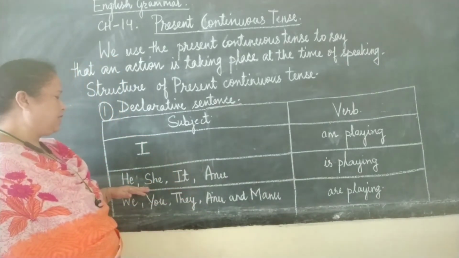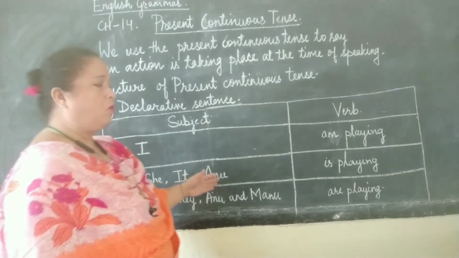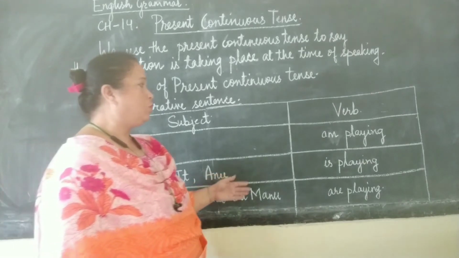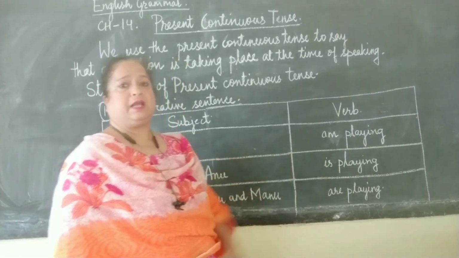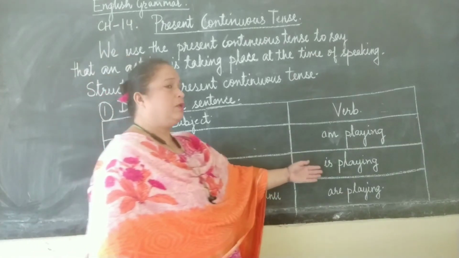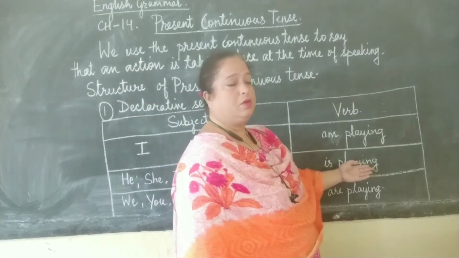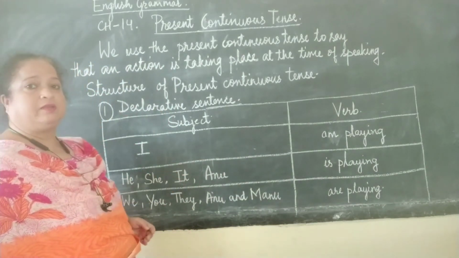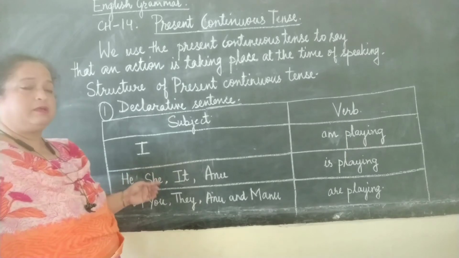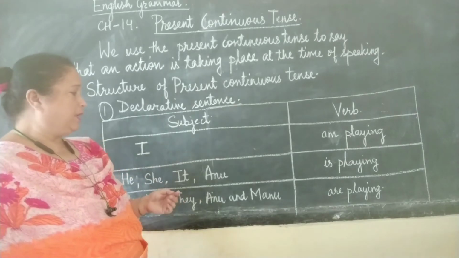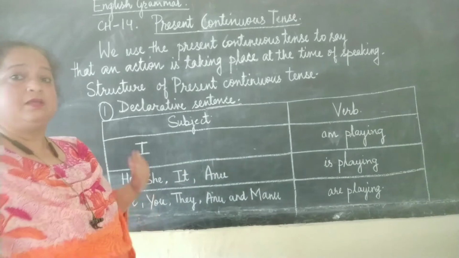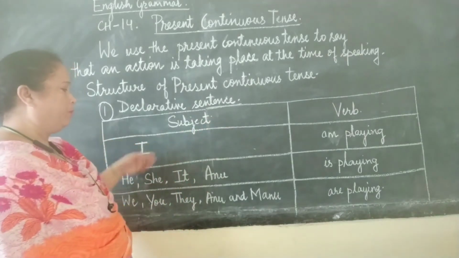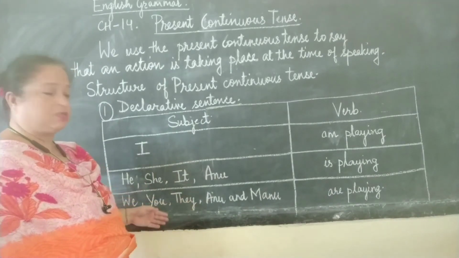Next, if your subject has he, she, it or any one singular name, the boy, the girl, Anu, Mohan, what do we do? We use is as the helping verb and we write the main verb with the ing form. So in this I have written is playing. Let us have a look at some examples that we can form. He is playing, she is playing, it is playing, Anu is playing, Sharma man is teaching, I am listening. That's the second form.